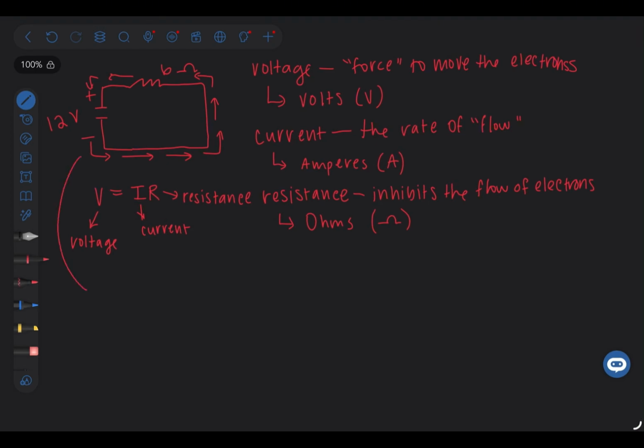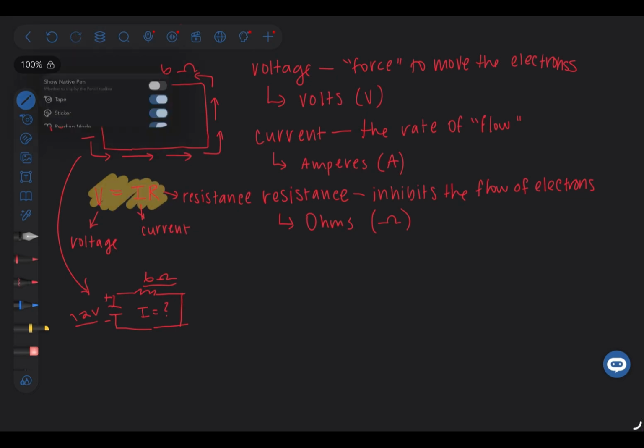So if we take this down here, draw again, like this. So they give us the volts and the resistance, and we want to find the current. We don't know what the current is, so we're going to use this formula to help us find it.